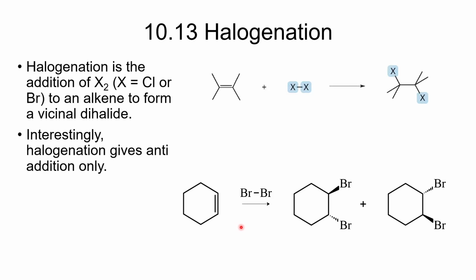Now, how does this happen? How does this happen with these halogens? Halogens are very electron rich. How is it that we're doing electrophilic addition with these?